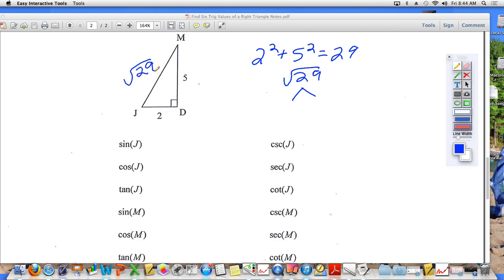Sine of J. Here's angle J. Sine is opposite divided by the hypotenuse. So in this case, we have 5 over the square root of 29.